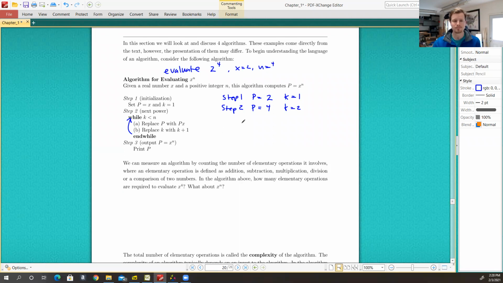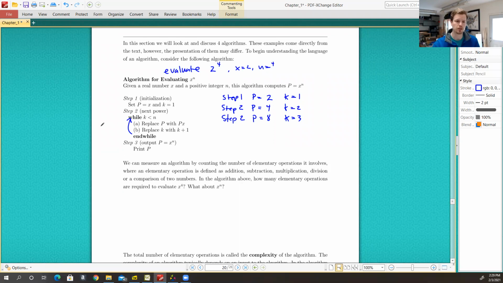All right. So in step 2, we return back to the top, and certainly k, now equal to 2, is still less than 4. So we're going to continue on and repeat step 2. We're going to replace p, which is 4, with 4 times 2. So p is equal to 8, and we replace k with k plus 1. So k is equal to 3 now. And we return back to the beginning of the while.